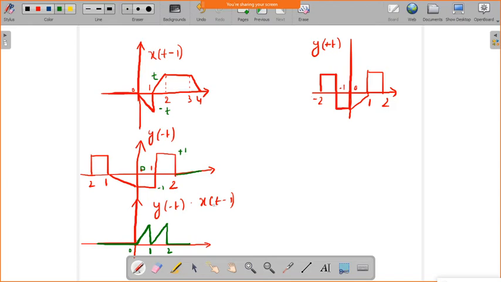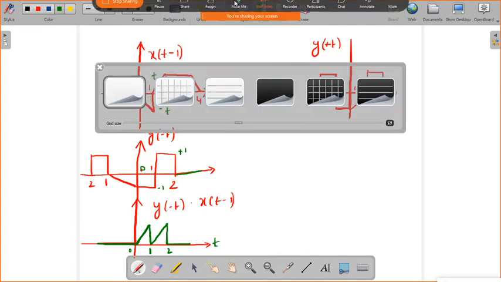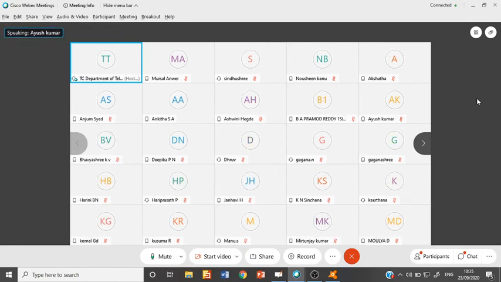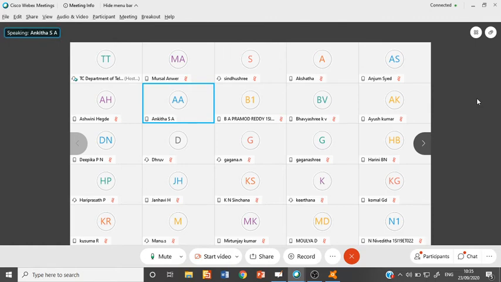Is it understood? All of you got this result, or anybody who didn't get it? Hello? Anybody who didn't get this result? Ankita? Ayush? Did you get the result? Yes, sir, I got it. Okay. Ankita? Did you get it? Yes, sir. Any doubt in this? No, sir. Okay.